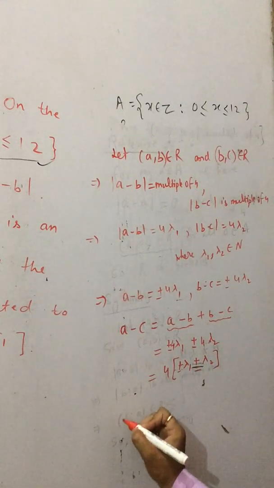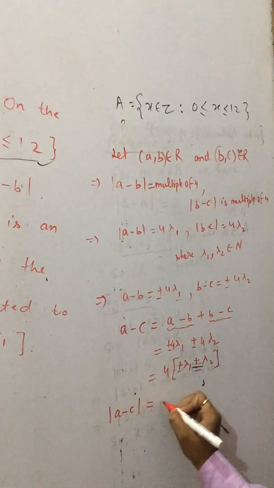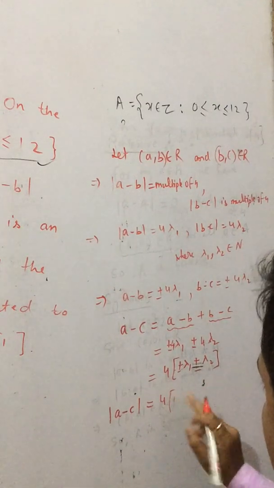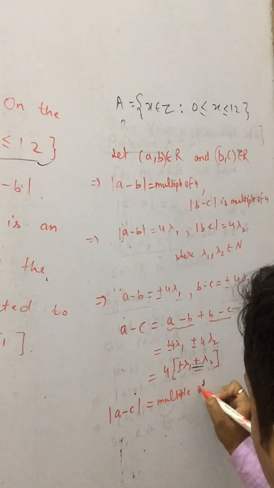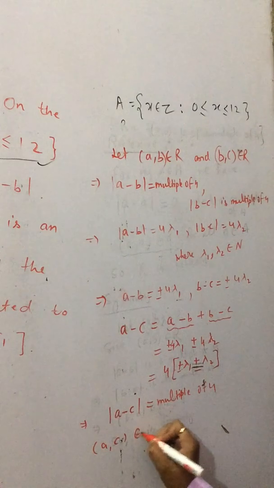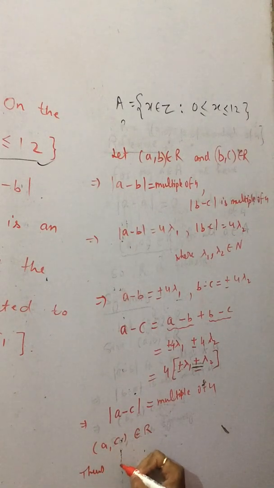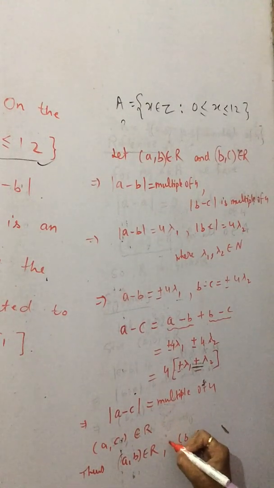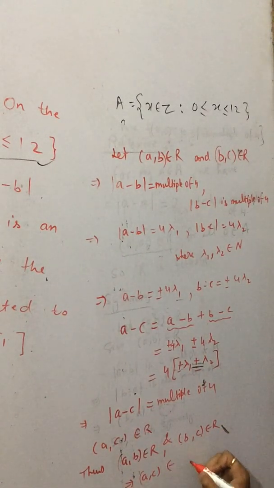Then you can say that |A minus C| is also a multiple of 4. So this means AC belongs to R. Thus, you have assumed AB belongs to R and BC belongs to R, and you have proved that AC also belongs to R.